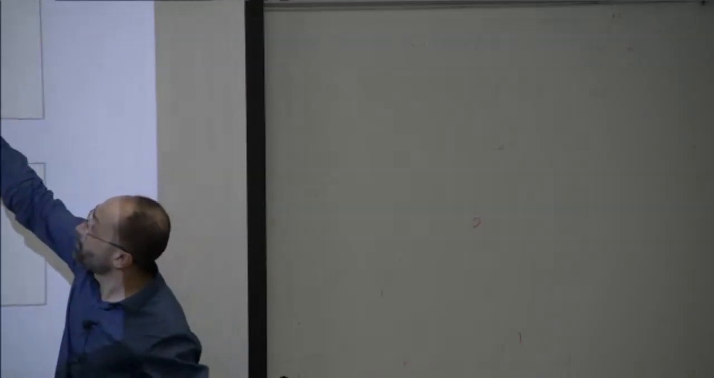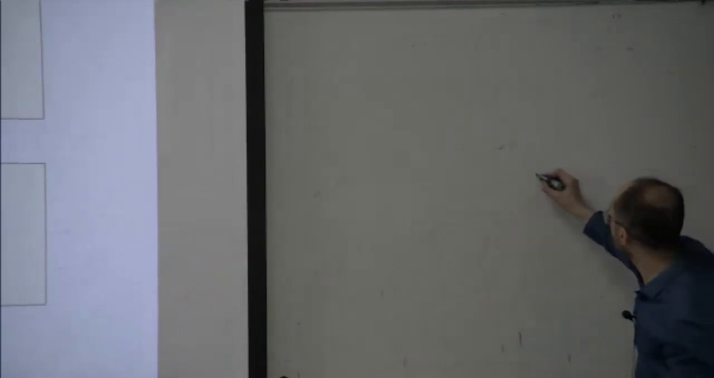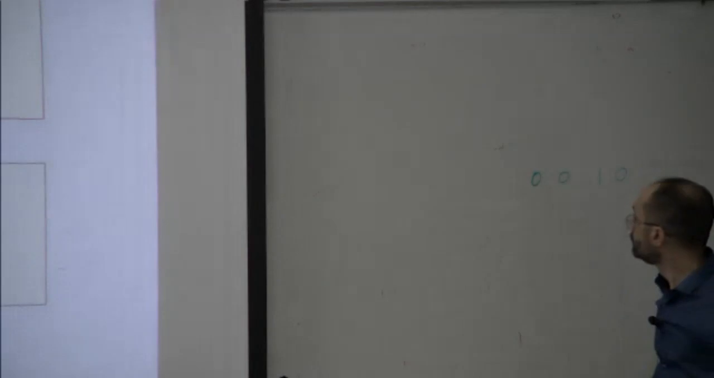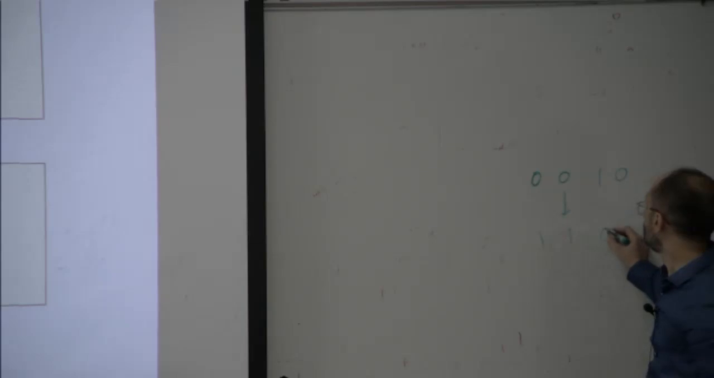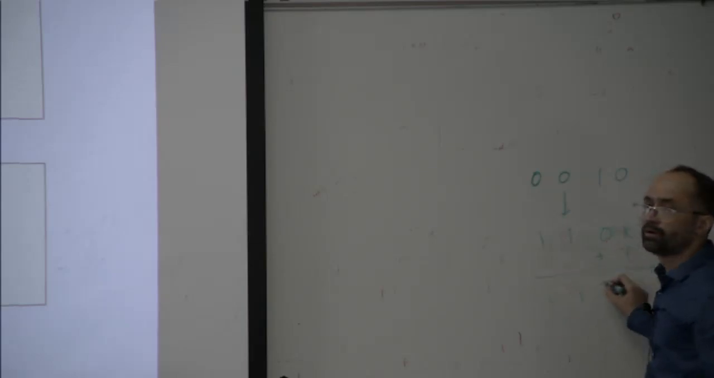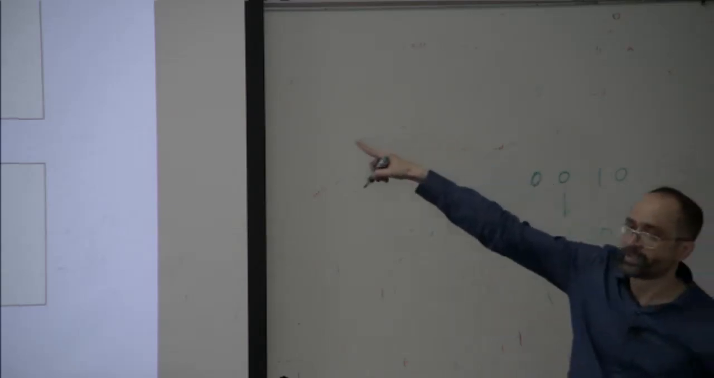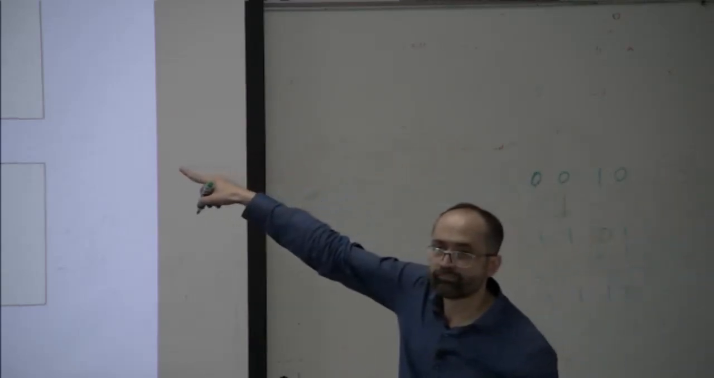Now it is -2. How can we calculate -2? This is 0010. How can we calculate the 2's complement? What will this be? 1101, and then add 1, then 1110. Similarly, you can compute it for 6.